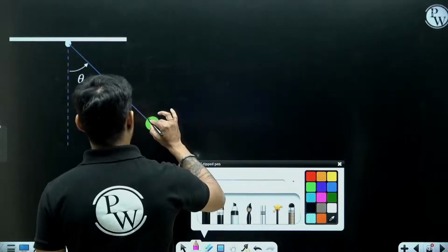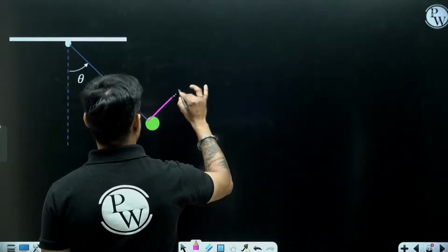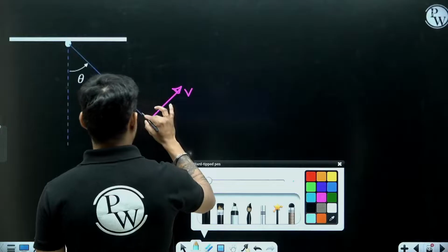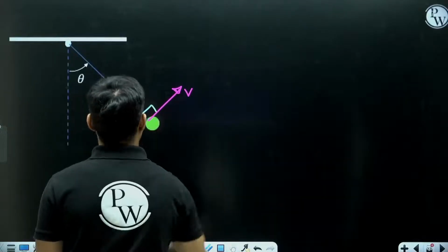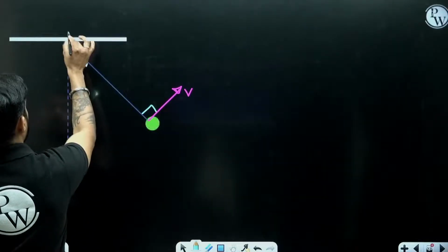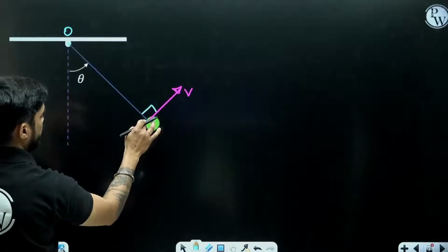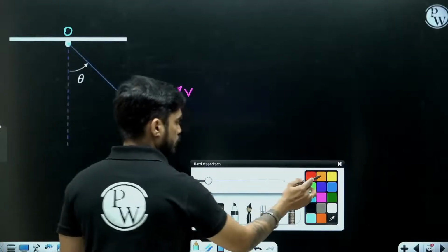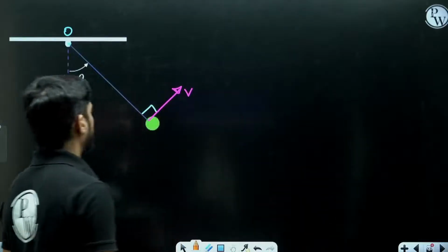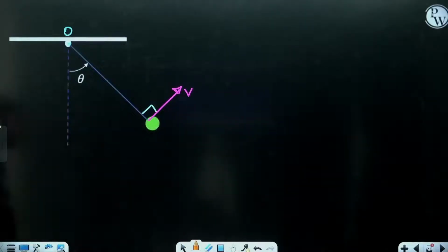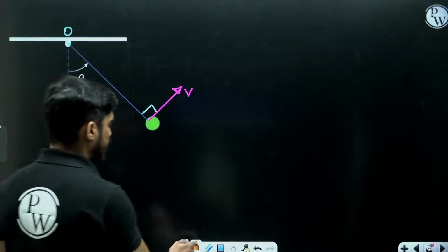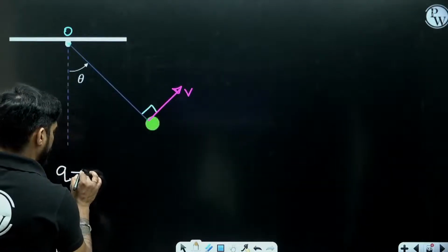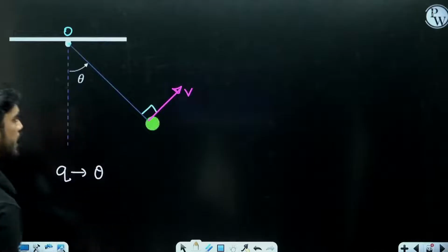This mass m will have a velocity v perpendicular to this rope. Okay, this is the center of rotation. So with respect to the center of rotation, the velocity will be like this. Now here, what will be the generalized coordinate? The generalized coordinate will be theta. We have already seen this example, right? So here the generalized coordinate will be theta.